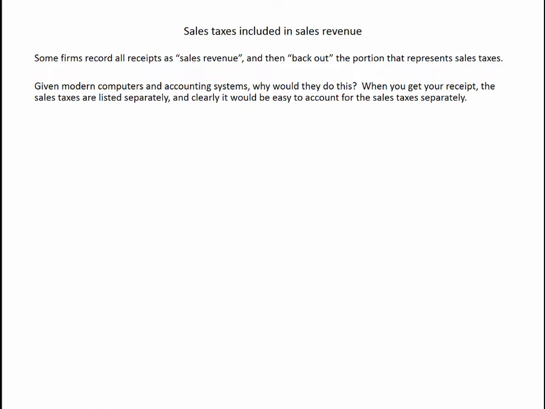Nowadays, if you go to the store and they scan your product at the cash register, not only does that record the sales price and the sales tax separately, it also updates their inventory control system.